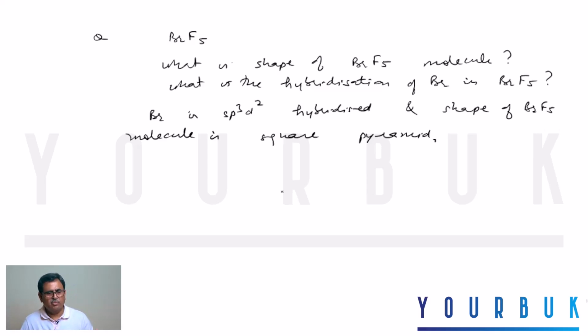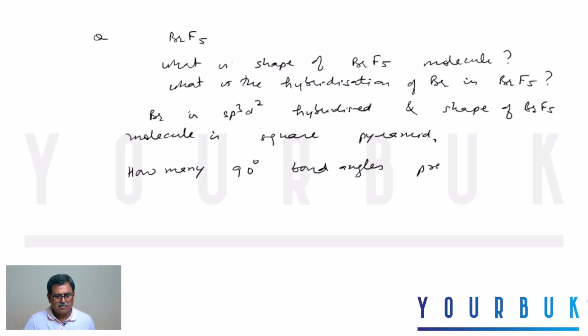But when we take the same BrF5 molecule from the entrance exam point of view, we frame the question like this: how many 90-degree bond angles present in BrF5? So first of all, you should know what is the shape of BrF5 molecule. Since it's a square pyramid with one lone pair of electron present, so this is the shape of the BrF5 molecule. And there's one lone pair on bromine.